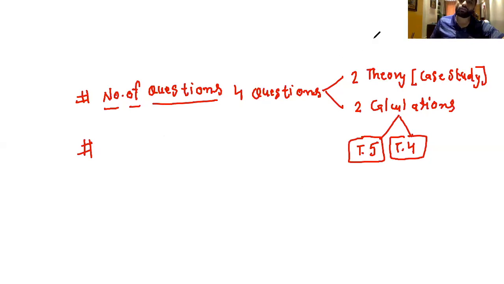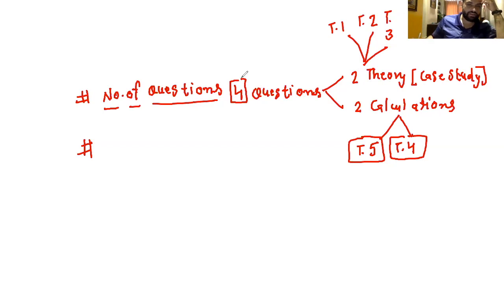So yeah, and these 2 theory-based questions will come from topics 1, 2, and 3. Maybe topic 1 and 2, or maybe topic 1 and 3. I'm working on it. I haven't decided between topic 1, 2, or 3, but from these 3 topics I will choose 2 questions. Maybe this, or this, or this. So before we move on, anybody has any question?